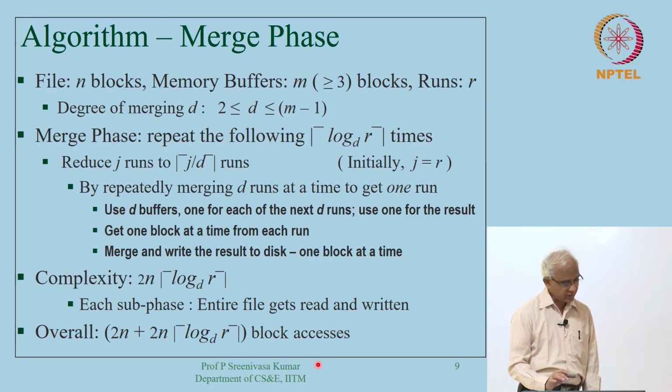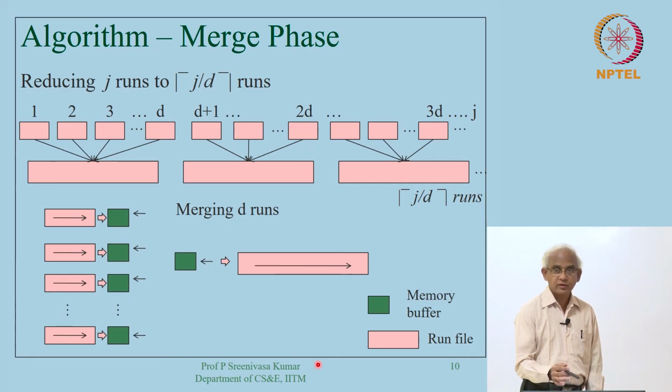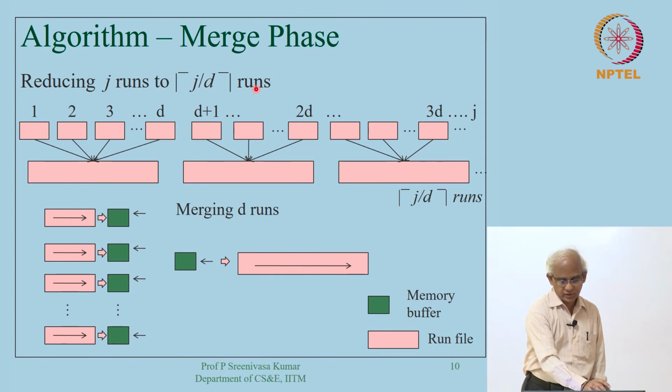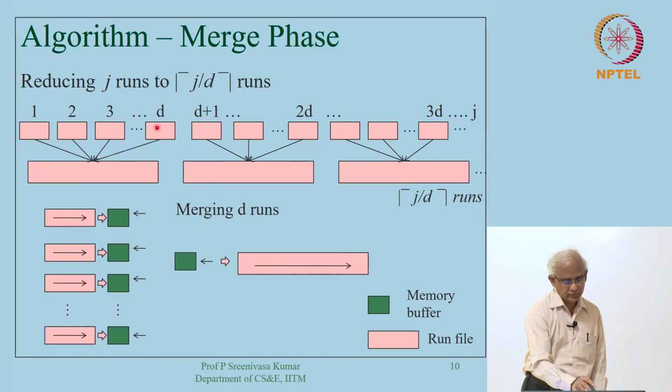Okay, so let me show you a diagram here which will make this whole process a little easier to visualize. Let me take the crucial step of reducing these j runs to j by d runs. At this time you have 1, 2, 3 up to j runs, and all your records are spread somewhere in those j runs. You are taking d of them, merging them, and creating one new run.